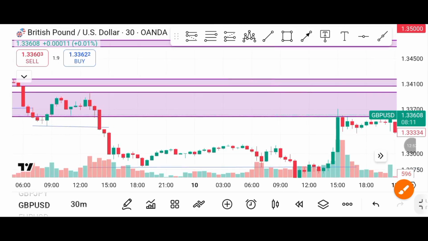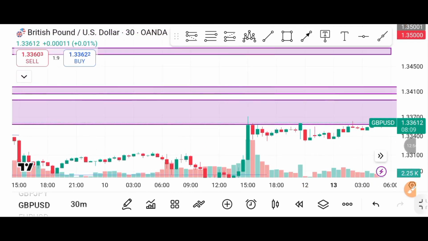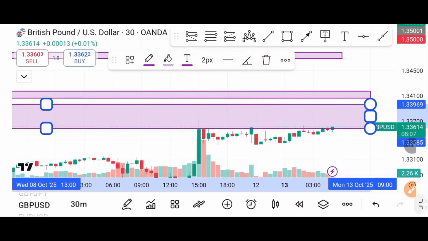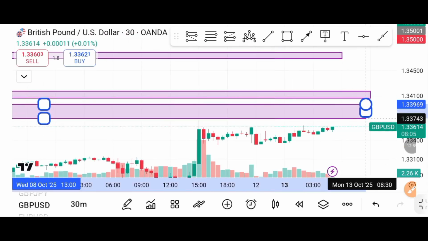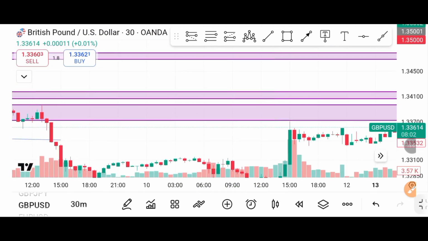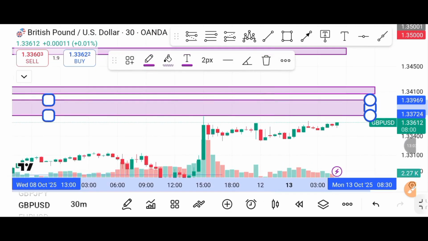So the only thing we can do here at this point in time is to adjust our order block here. All right, let's adjust it to fit in what we are looking at.